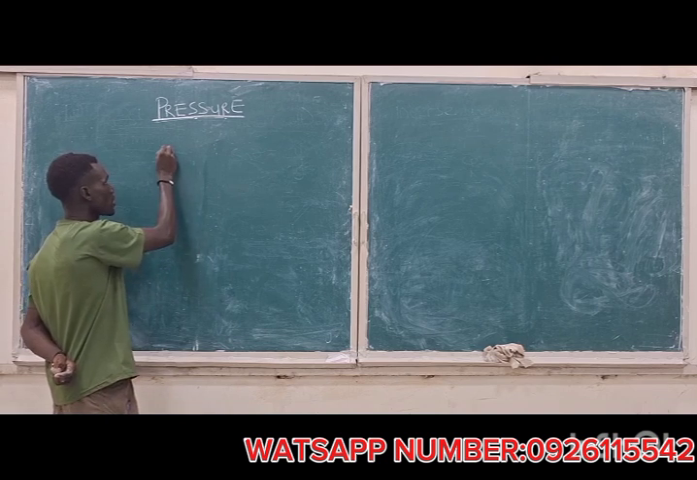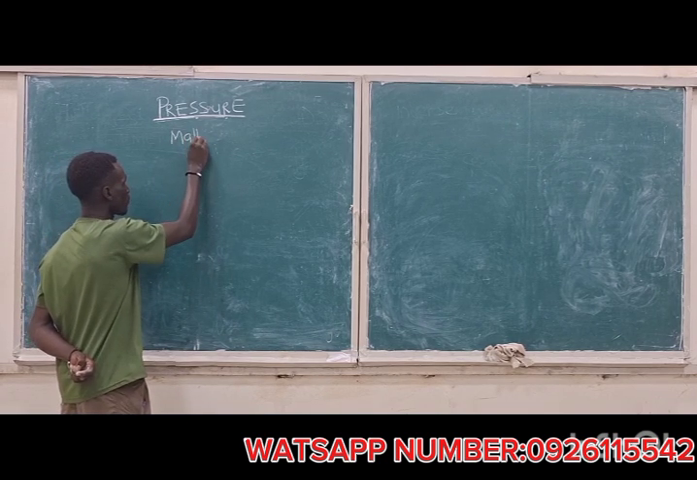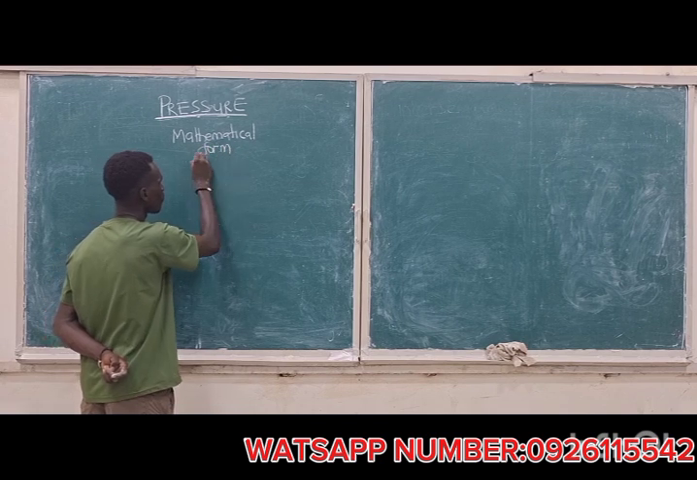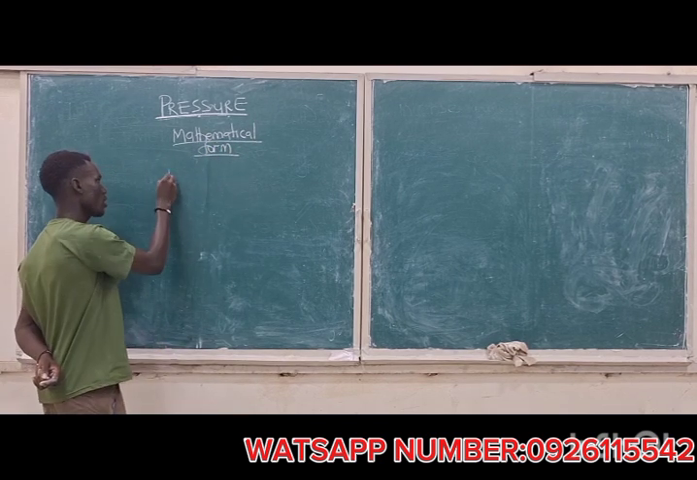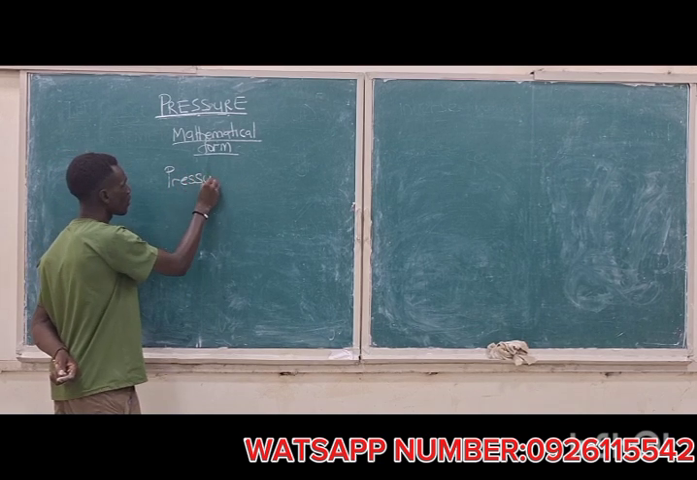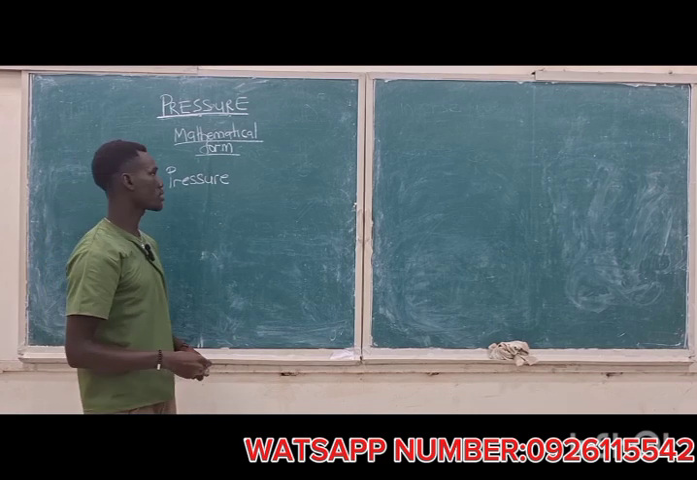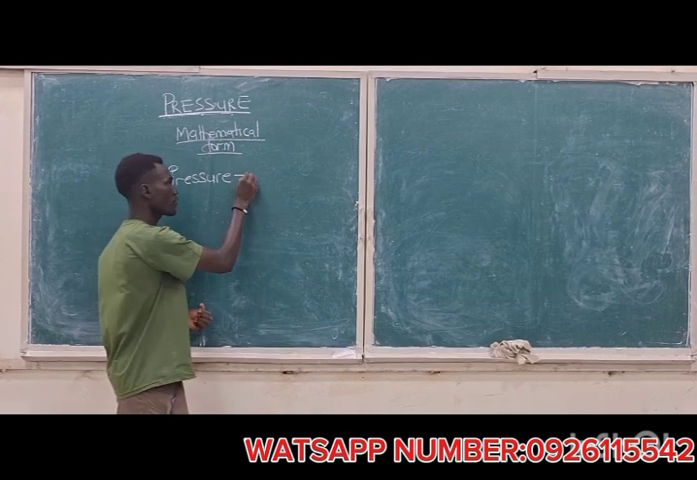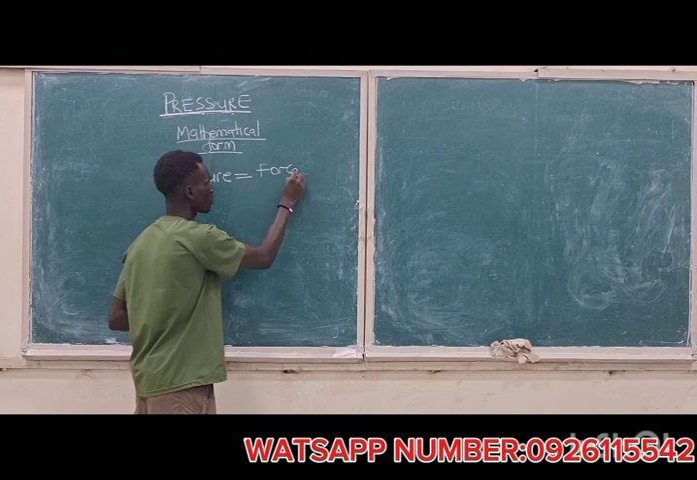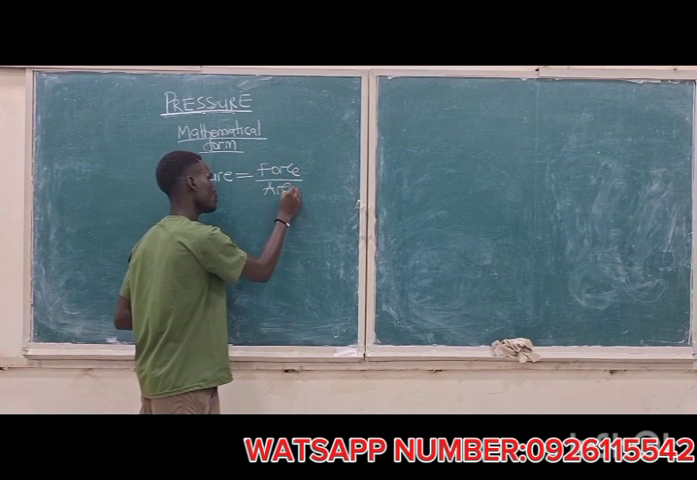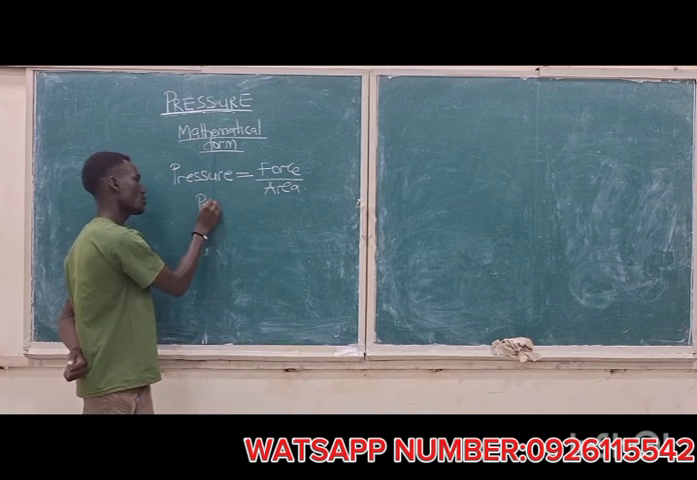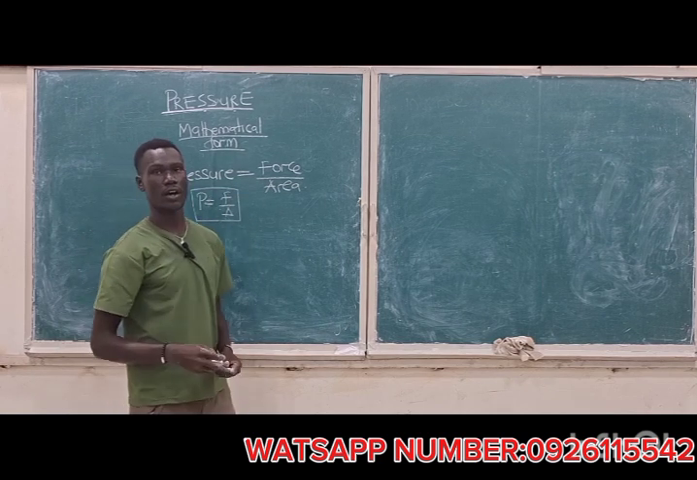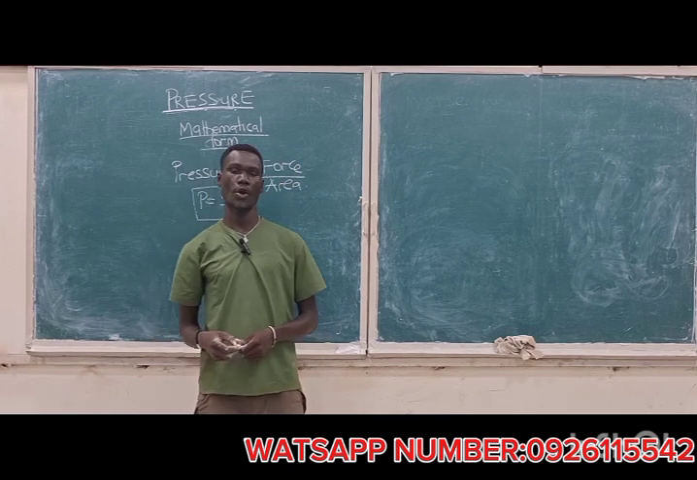As we say that pressure is the force exerted per unit area, or the force acting normally per unit area, therefore we are going to have force all over the area, which is simply written as P equals F all over A. That is all about the formula or the definition of pressure.